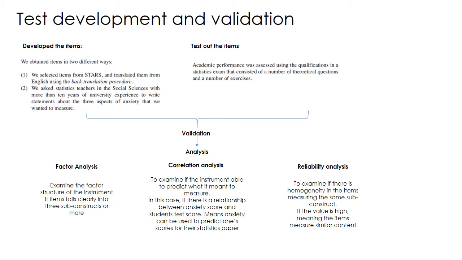If these scores from academic performance are correlated with the anxiety scores from the instrument, then it means anxiety actually can help to predict the student's stats paper. So when they are related, we can actually use these anxiety scores. We can screen students with this anxiety instrument, and once we know that they have low scores, we can help them immediately before they go for the test.